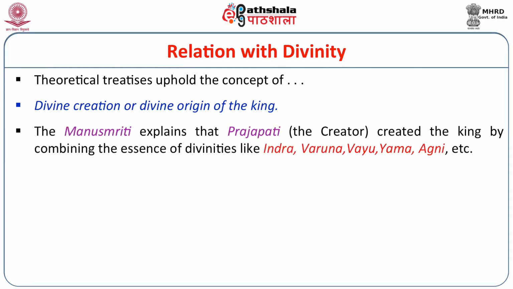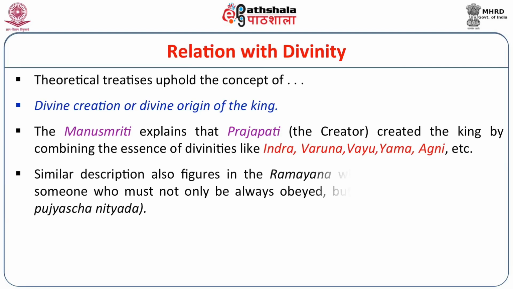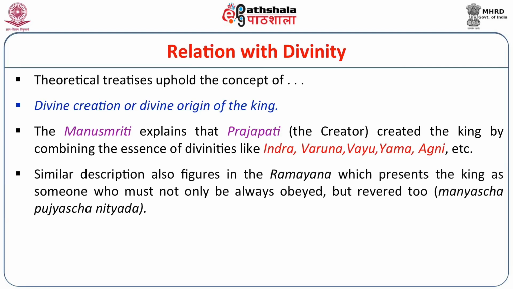The Manusmriti explains that Prajapati, that is the creator, created the king by combining the essence of divinities like Indra, Varuna, Vayu, Yama, Agni, etc. More or less, a similar description also figures in the Ramayana, which presents the king as someone who must not only be always obeyed, but revered too. Manyascha pujyascha nityada. Every time he should be obeyed and also revered.